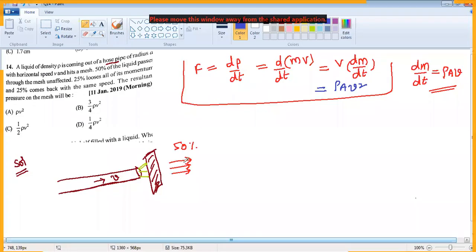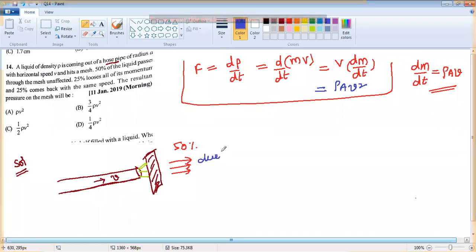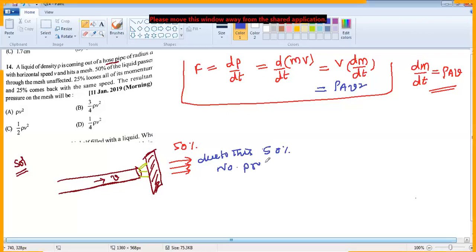So observe, 50% passes out. Due to this 50%, no force is exerted. There is no pressure exerted. Why? Because this 50% moves without being affected, because it is passing out. In the sense that there is no change in momentum for this 50%.